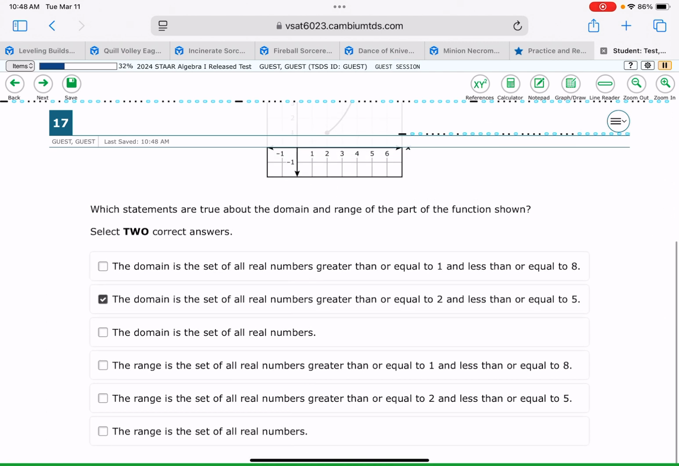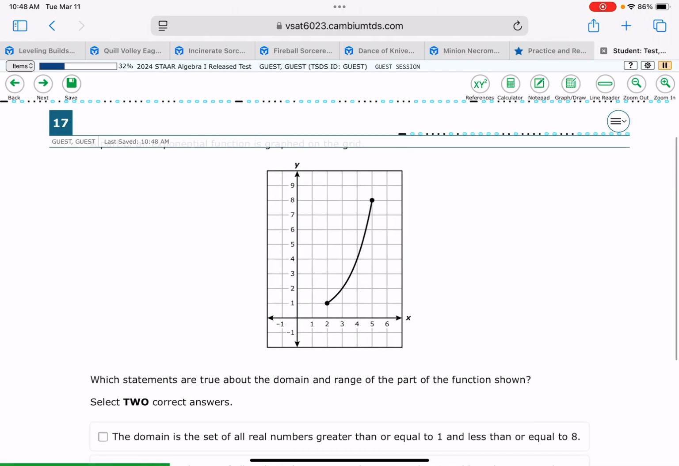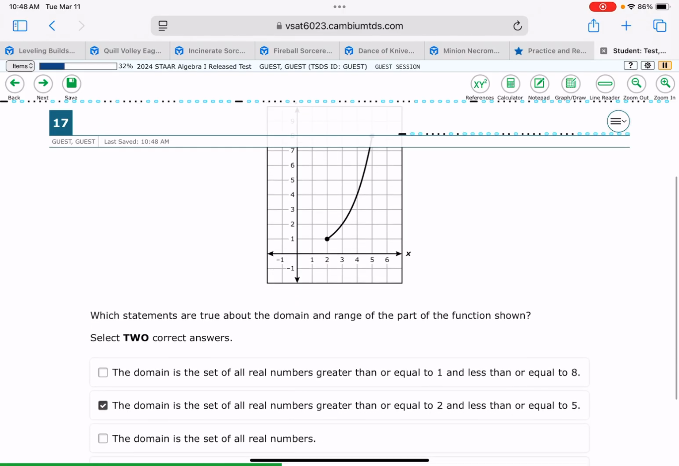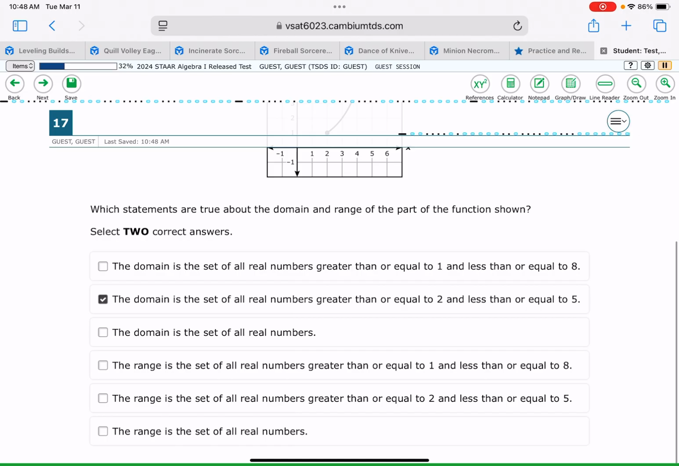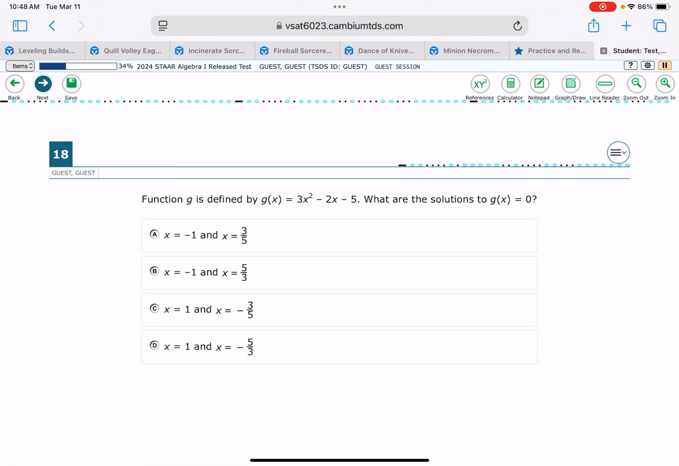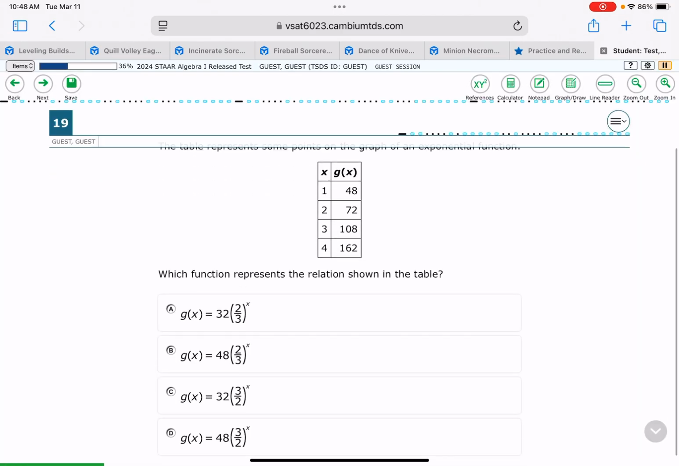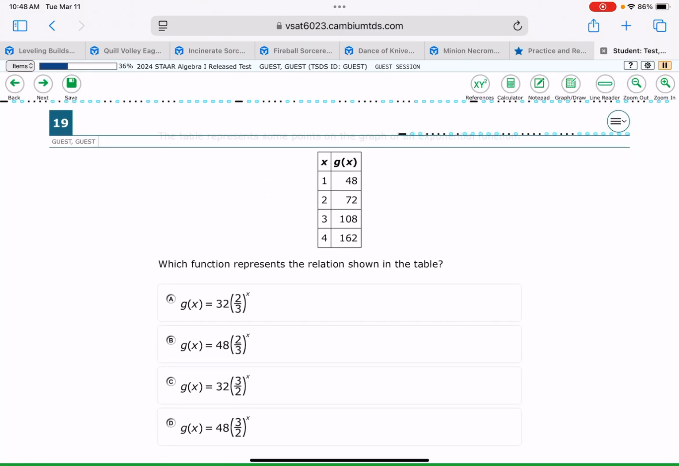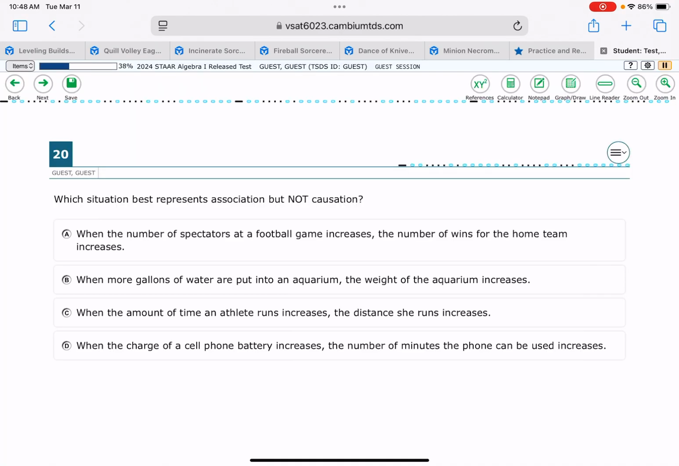Now we're going to look at our range. Our range has a minimum value of 1. I'm looking at the y value. That is our second answer choice. We're done there. We've answered that question. We have to do some work on this one, so we will come back. We have to do some work on this one as well, so we'll come back.